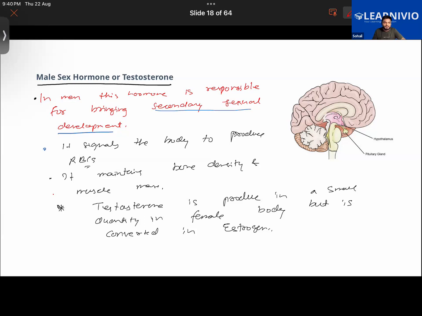Okay, now. So testosterone is produced in the body of a female, but it is converted into a hormone called estrogen. That is the thing. Usually it's a misconception that testosterone is only produced in the male body, but it is produced in the female body also. But it is immediately converted into estrogen. So is all the important point related to testosterone clear to everyone?